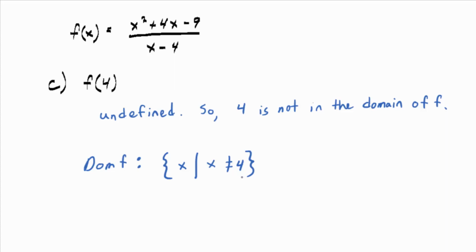Right? And we've actually done problems like that before. We just didn't know that they were called rational functions, right? Where we found the domain by looking at the denominator and seeing when it's equal to 0, and then restricting those values, in this case, just one value. Does that make sense? Okay.